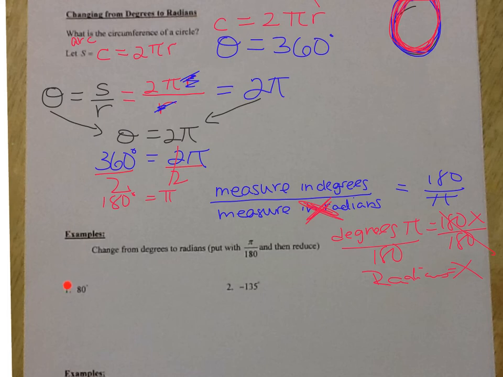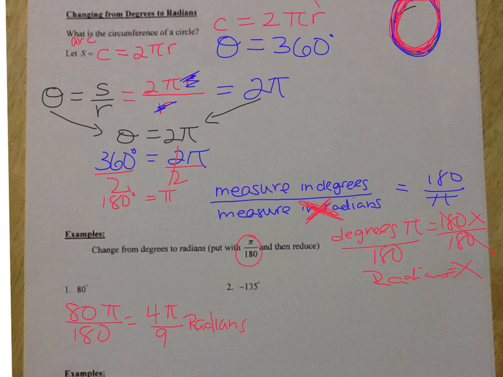I want to change 80 degrees to radian measure. So I put it with pi over 180, and then I reduce it. So it's 80 pi divided by 180. What I do now is reduce, so plug in your calculator, 80 divided by 180, reduce the fraction, you get 4/9. So this is 4 pi over 9. That's my angle in radians. So it's 4 pi over 9 radians.